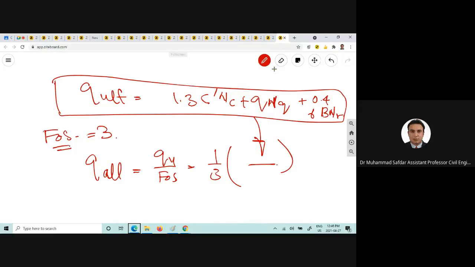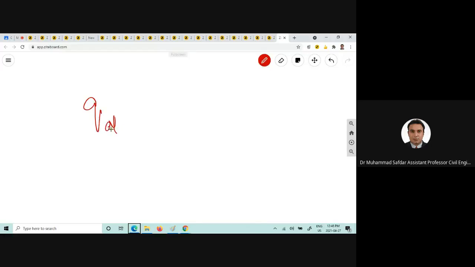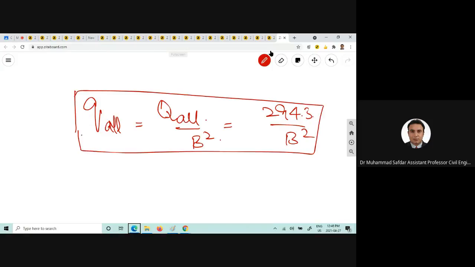Then you will come up with the Q allowable, which will be Q allowable by B square, and that is equal to 294 divided by B square. If we equate those two equations, this one and the previous one, we will come up with B equal to 0.95. Anyways, it's just like homework, so I have given you an idea of how you can solve it.